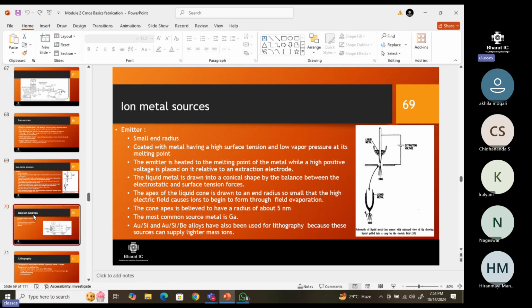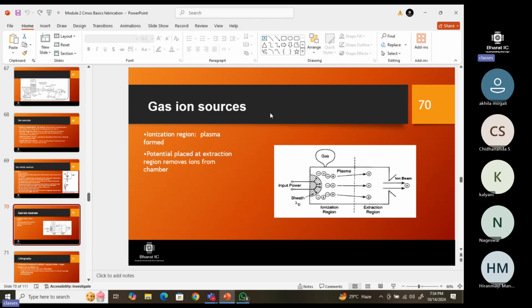Now comes the gas source: how the ionization region forms from the plasma. When the gas is heated and placed between a high voltage, it creates a plasma. I have already told earlier how plasma is created. When the gas is passed through a chamber which has a high voltage, it creates a plasma. The potential placed at the extraction region removes the ions from the chamber.